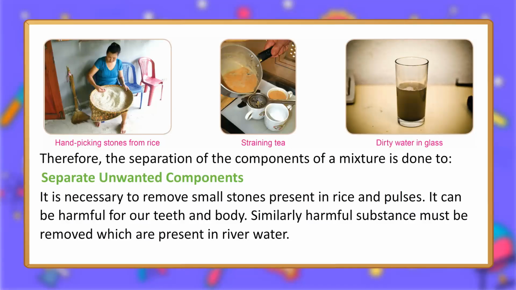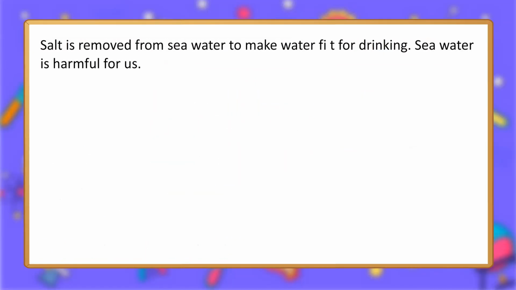Similarly, harmful substances must be removed which are present in river water. Separate harmful components. Salt is removed from sea water to make water fit for drinking. Sea water is harmful for us.